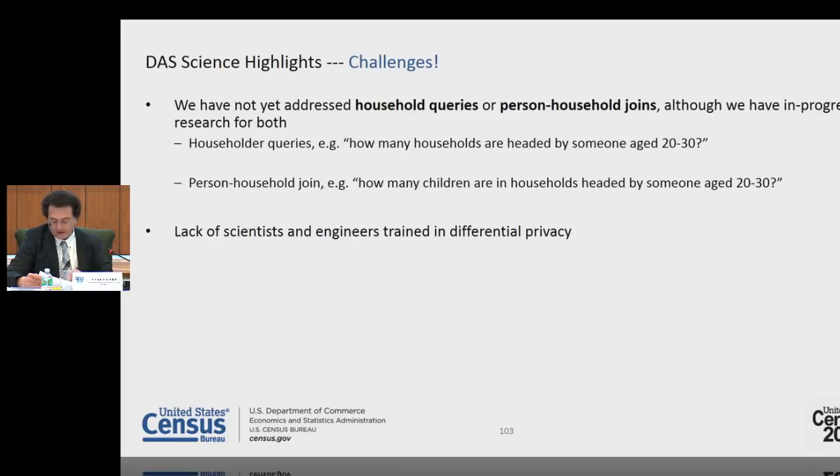And that really is our second problem, the lack of scientists and engineers who are trained in differential privacy. To address this, we are reaching out to many schools and universities, and we currently have 2 cooperative agreements in place with some of the inventors of differential privacy.